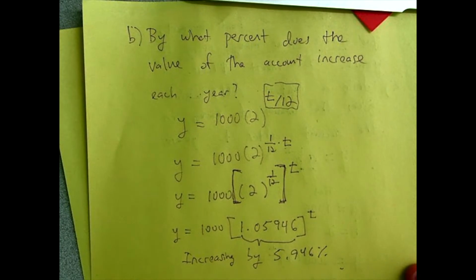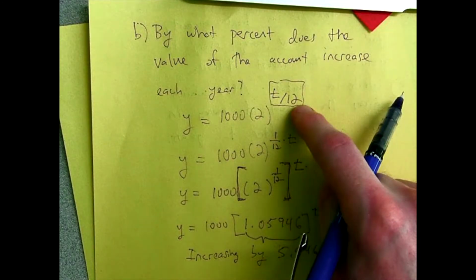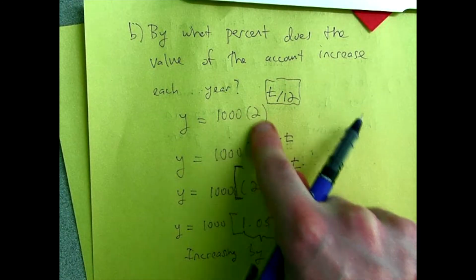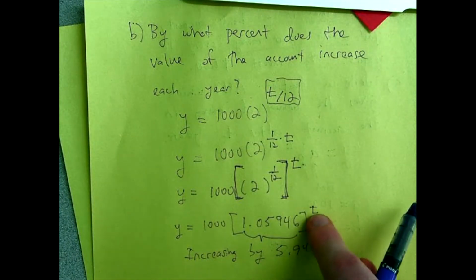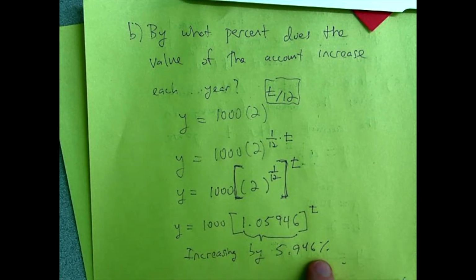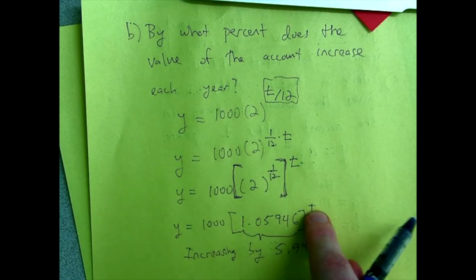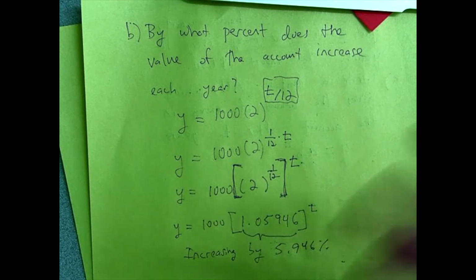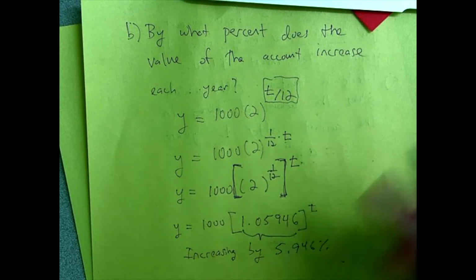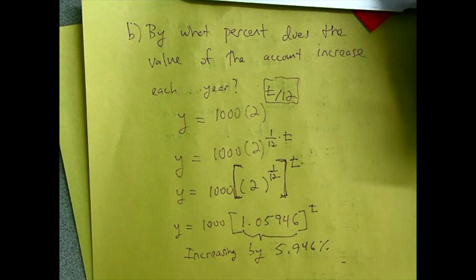Okay? So in summary, if you want to know what is happening not every 12 years, but every individual year, the trick is to rewrite the function so that the variable is by itself in the exponent. The way you do that is by using the power of a power rule. Then you say, oh, every year I'm multiplying by 1.05 blah, blah, blah. That means every year I'm increasing the value of the account by 5.946%. And so that's the value by which the account increases every year.